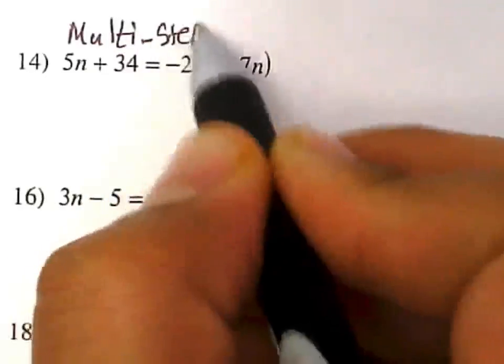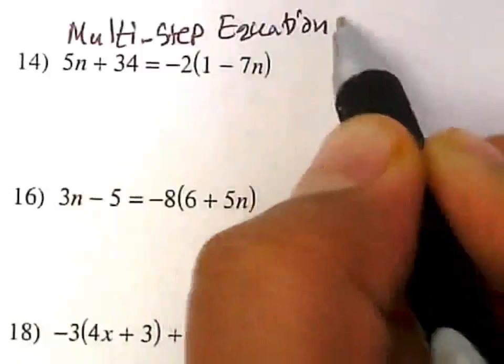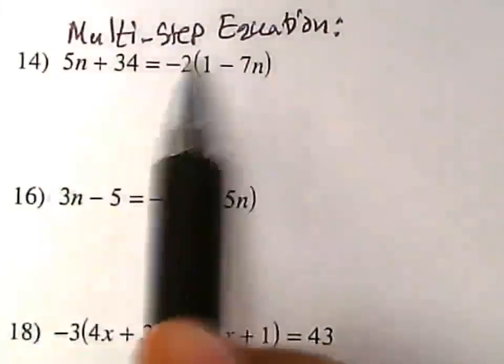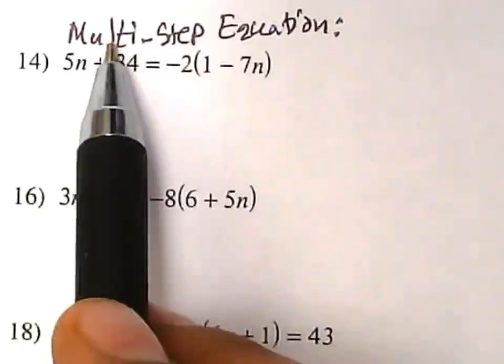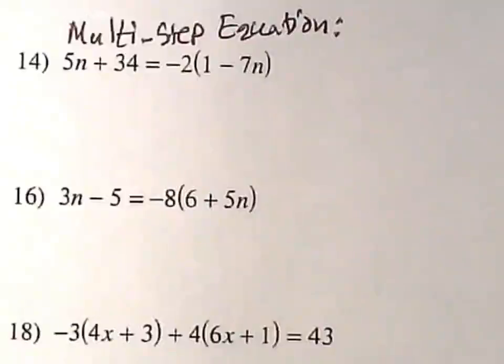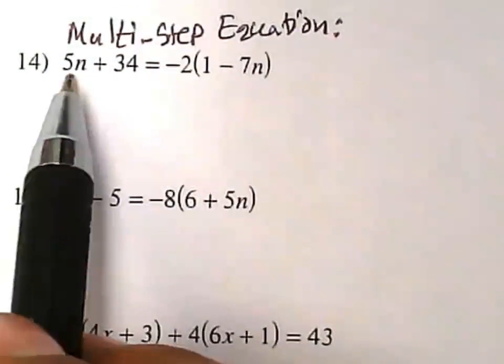The reason we call it a multi-step equation is this: it has many steps you need to follow to solve it. So you need to follow the procedures to solve this equation. So look at this equation, which is number 14.